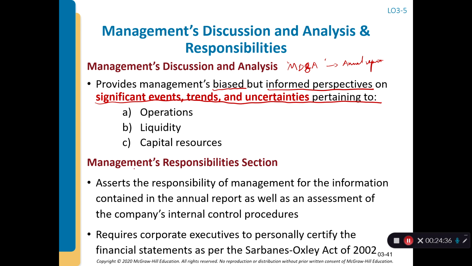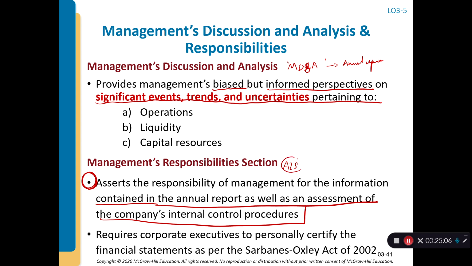In the management responsibility section, management always asserts its responsibility for the information contained in the annual report, as well as assessments of the internal control procedures. In other words, management declares that they are responsible for the numbers presented in the financial statements, and the numbers generated from the financial accounting information system. Those systems' internal control procedures are in place and are effective. Also, this section requires corporate executives to personally certify the financial statements per Sarbanes-Oxley 2002. This is covered in financial accounting as well.